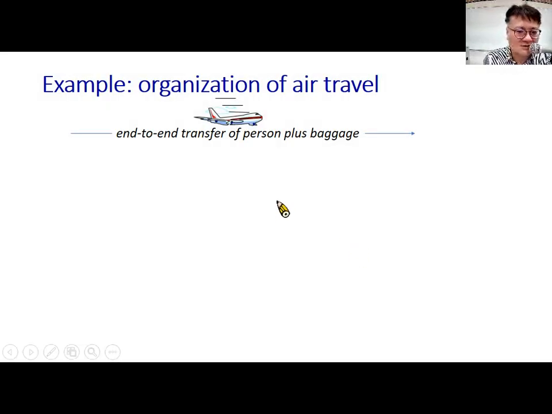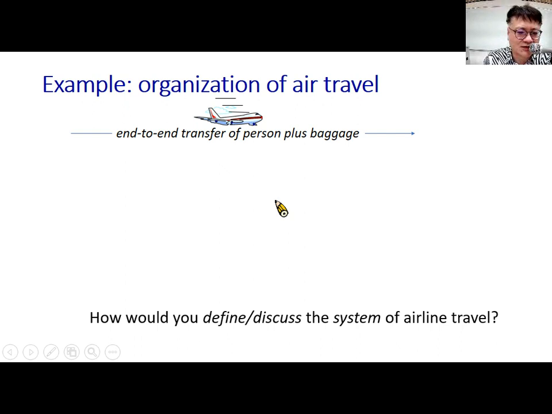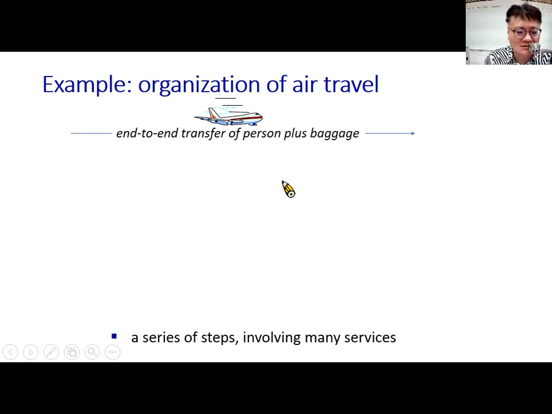Okay, we talk about the example of the organization of air traffic, as related to packet behavior. Actually, an airplane trip is like an end-to-end transfer of the person, plus the packet, right? When you travel from Taiwan to America, it's plus the packet, and plus the package. So how could you define and discuss the system of airline travel? Actually, it's a series of steps involving a lot of services.